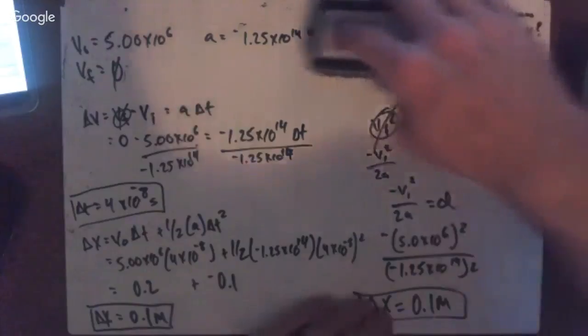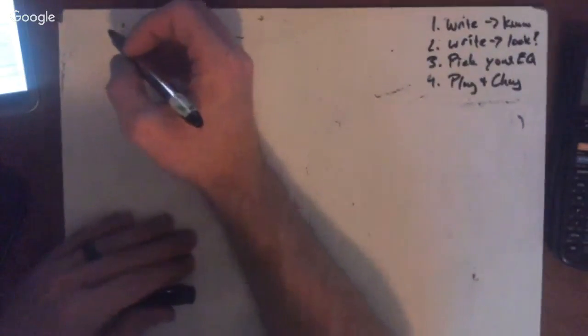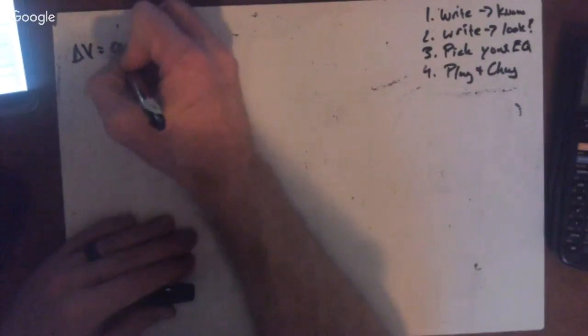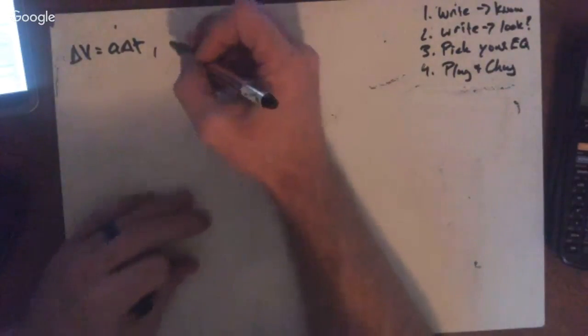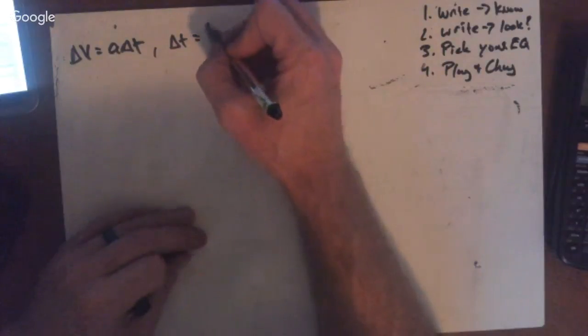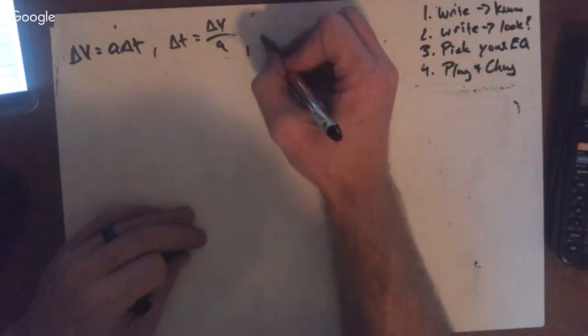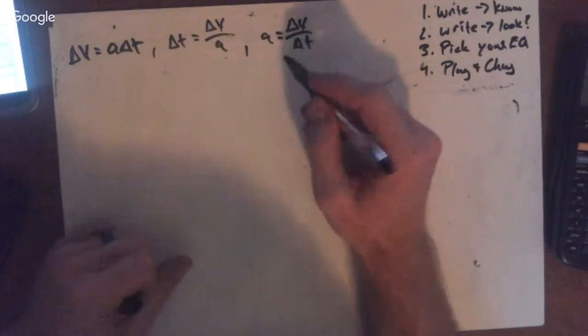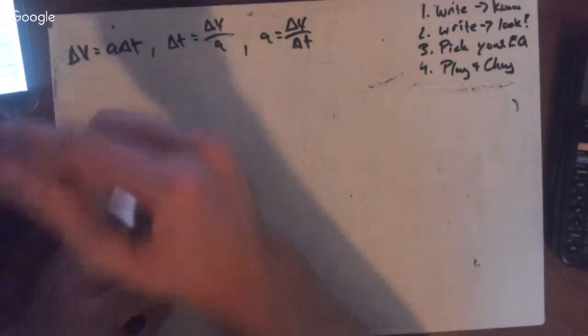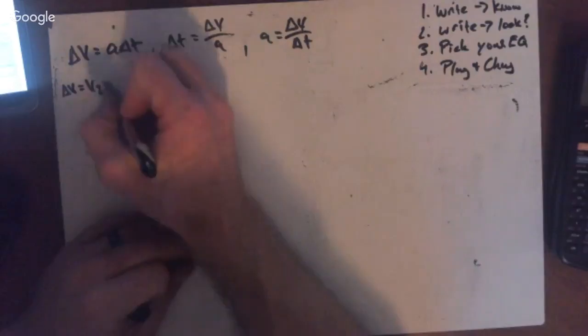All right. We've covered the vast majority of the types of problems that we could give you. But let me just talk generically towards the end about the different kinds of equations we've got. Okay. So we have delta V equals A delta T. I usually like to write it that way because it's nice and flat. But remember that this one is also organized as delta T equals delta V over A, and A equals delta V over T. Okay. Now, what each one of these ones means. Now, delta V can also be written as V2 minus V1.